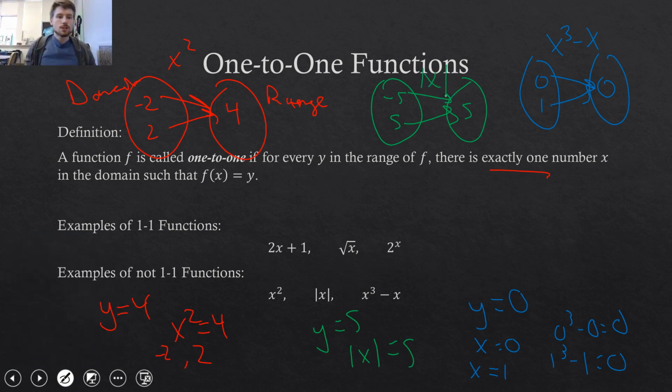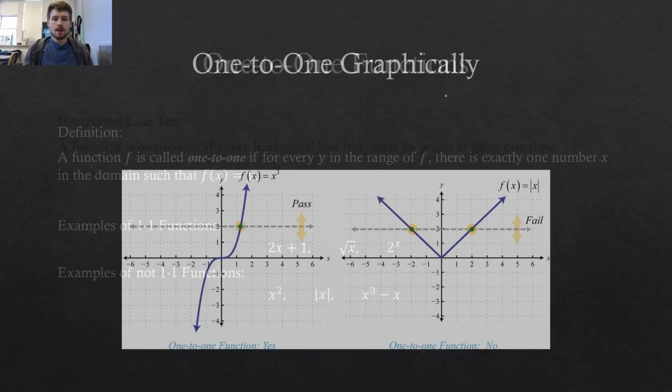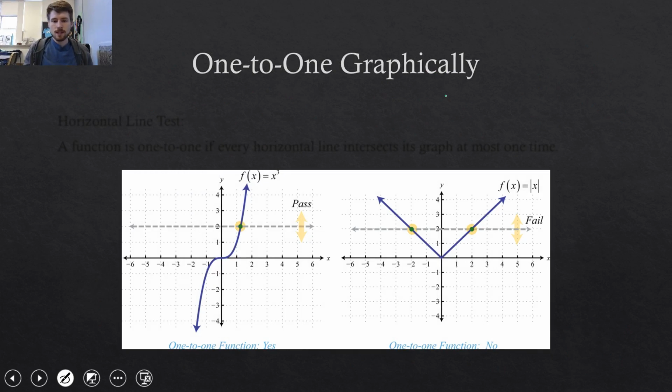Absolute value x. So to show something's not one-to-one is relatively simple. You just have to sit and think, okay, let me find a y where two x's go to that answer. Absolute value was pretty trivial. X squared wasn't too bad. X cubed minus x took a little bit more thinking, but we found two different x's that go to the same y. Okay, so there's another approach to thinking about one-to-oneness, and that's the graphical approach.